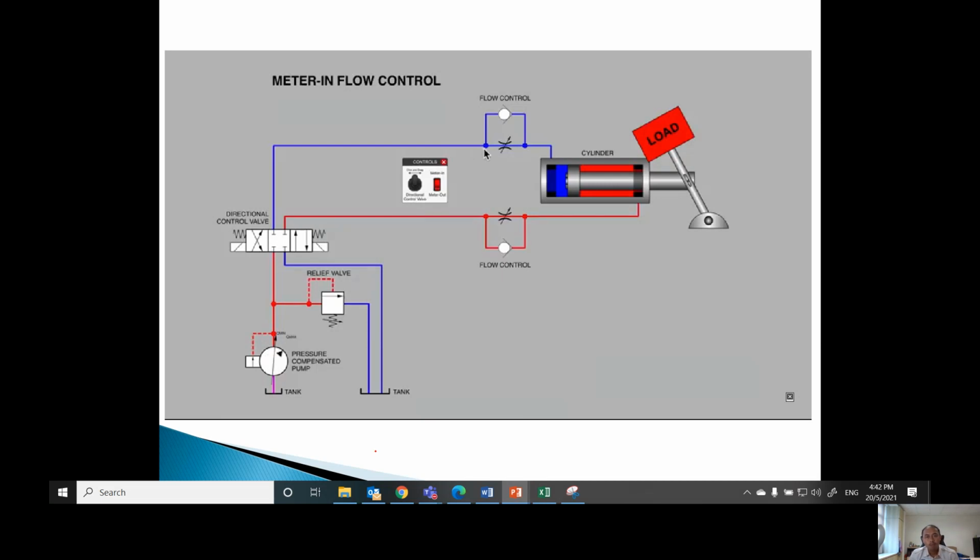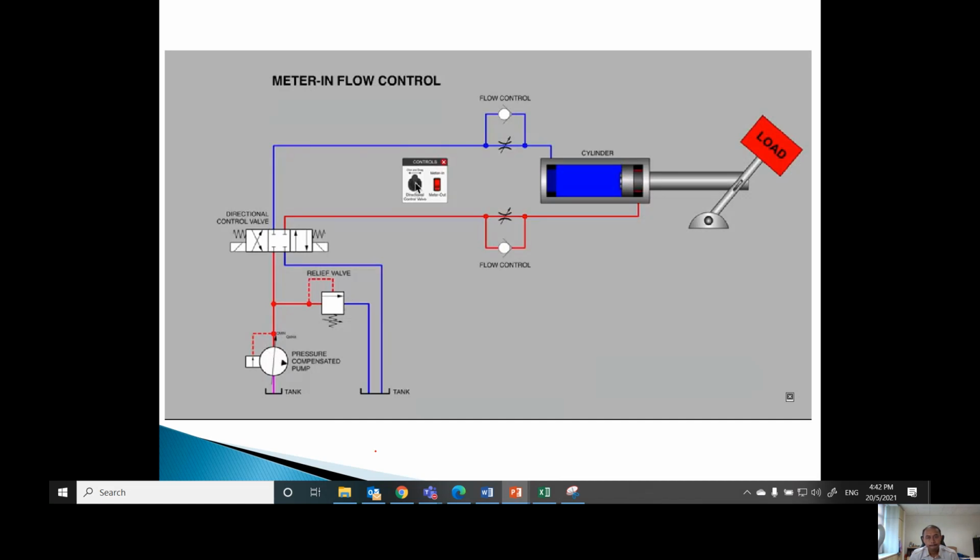So in this case, we are set up to meter the fluid as it enters the blind end of the cylinder. Fluid will not be able to pass through the check valve. Here we go. It's all working well in the first part of the cylinder's extension, but as you could see, as the load went over center, things got a little interesting.